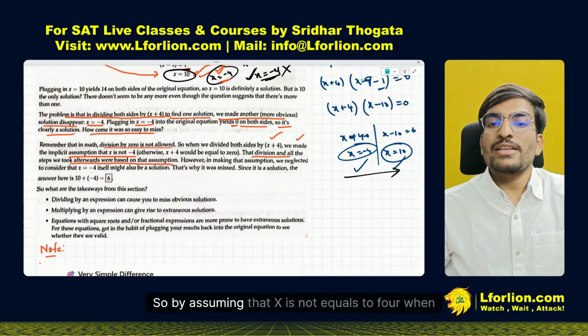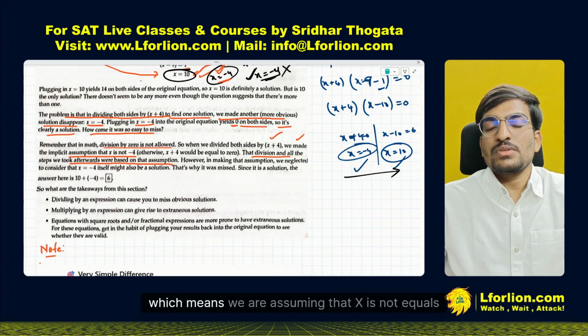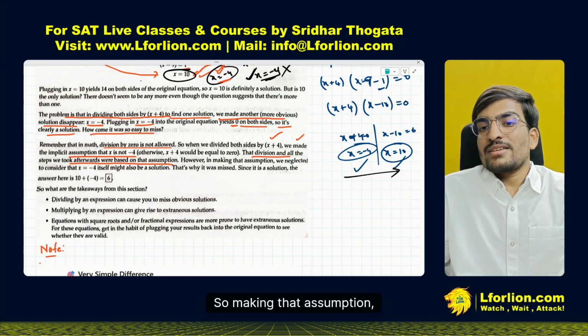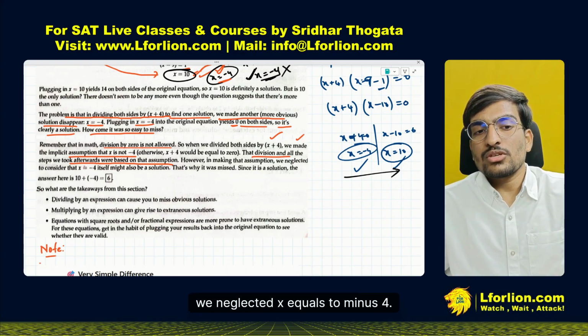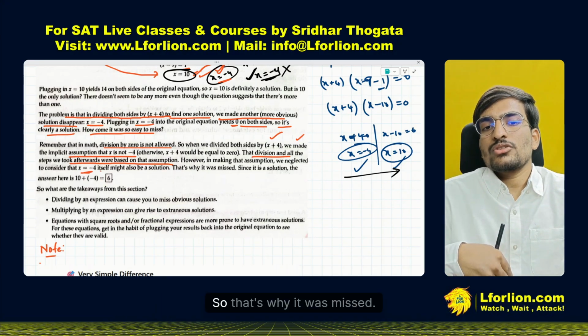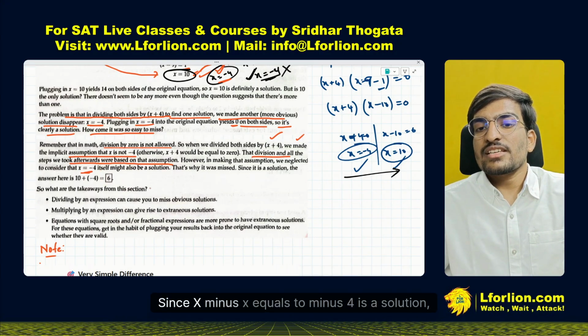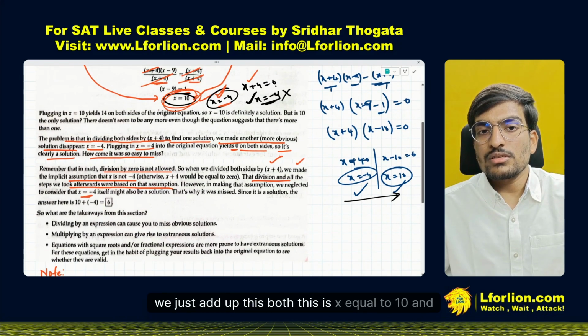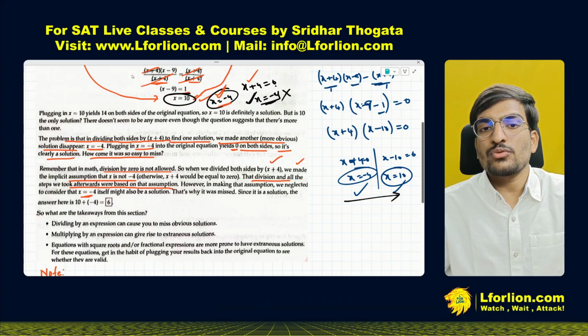By making that assumption, we neglected x equals negative 4, but x equal to negative 4 itself might also be a solution. So that's why it was missed. Since x equals negative 4 is a solution, we just add both: x equal to 10 and x equal to negative 4. We add both, 10 minus 4, which is 6. That's what we got here.